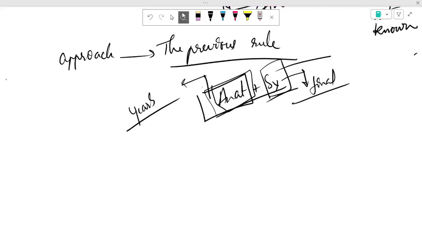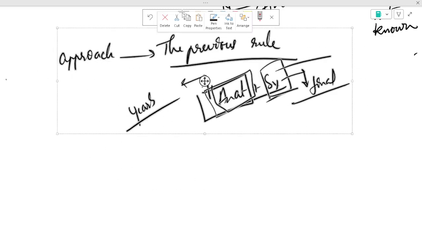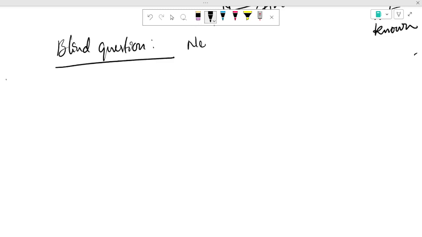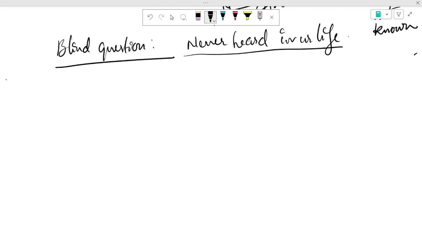Now, sir, what about the questions if we are completely blind? For example, you got a blind question. Blind question means something which you have never listened to in your life, never heard in your life. Now, if this type of question comes, how to attempt it? But this depends on the question paper itself. Why? Because it depends on the question paper.